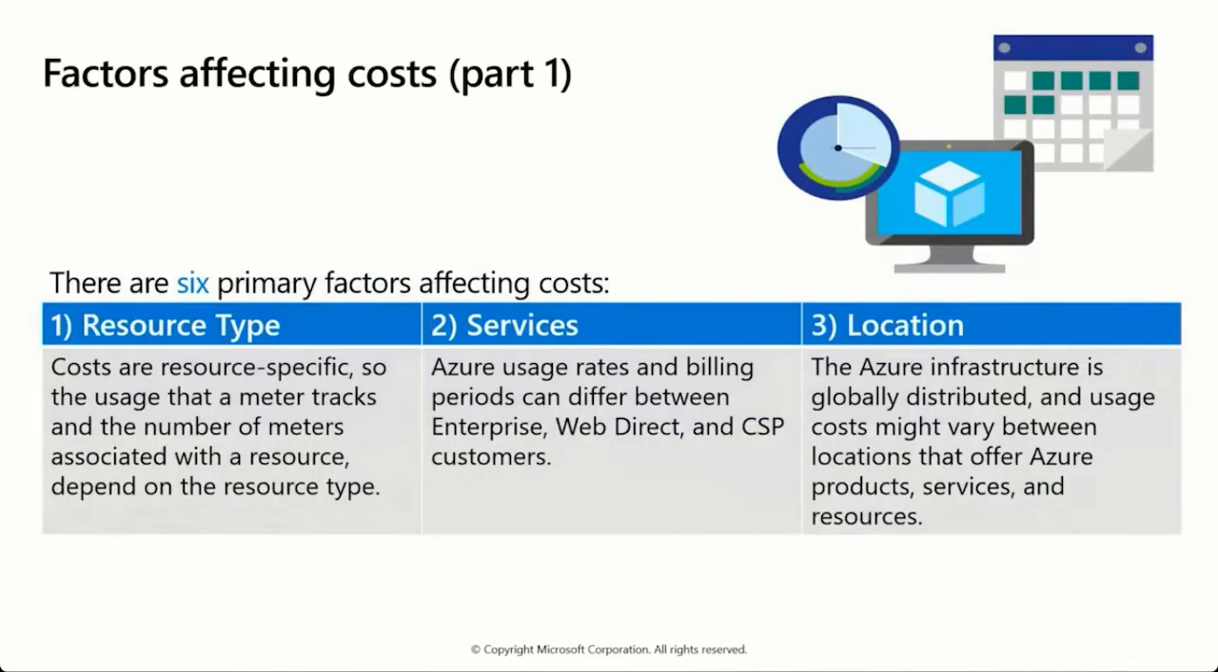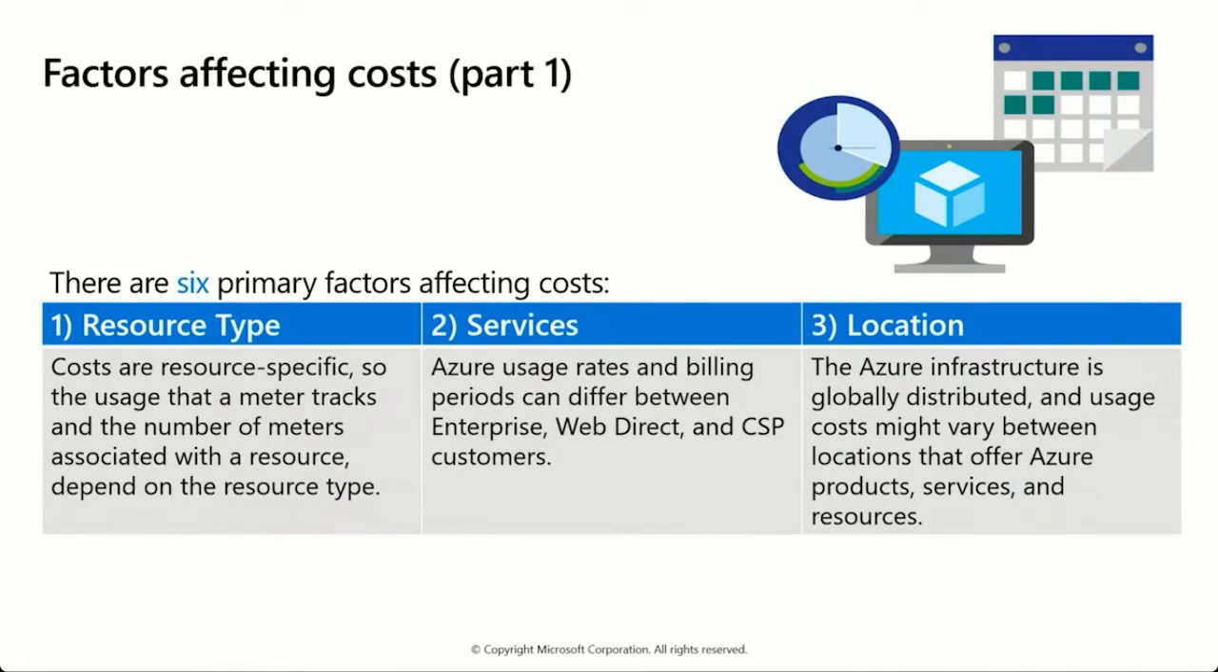Let's take a look at first how you can plan and manage your costs. There are 6 factors that impact the cost of your service. The first 3 that I want to talk about are resource type, services, and location. Those are going to be the main things that drive your cost. The first one is the resource type.